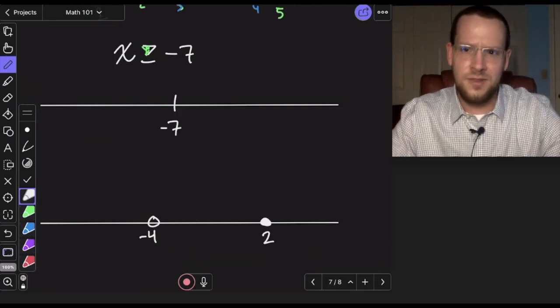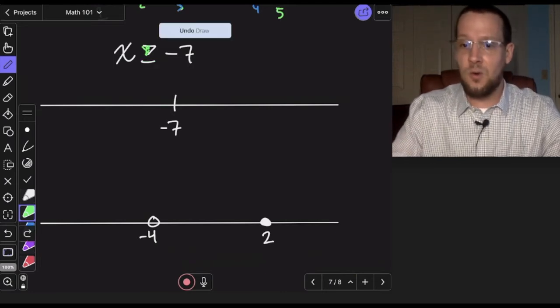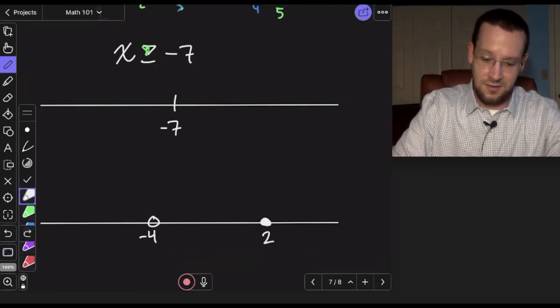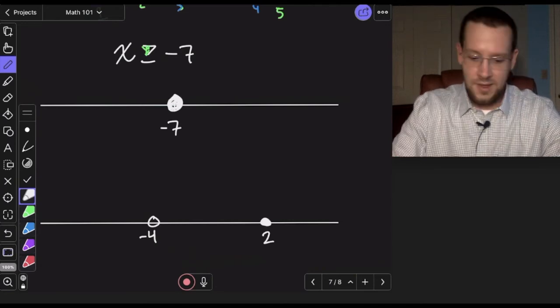X is greater than, what's that bottom thing on the bottom? Oh, that's the equals to. So x is greater than or equal to. That means that -7 is included in this set. So I'm going to put a closed circle.